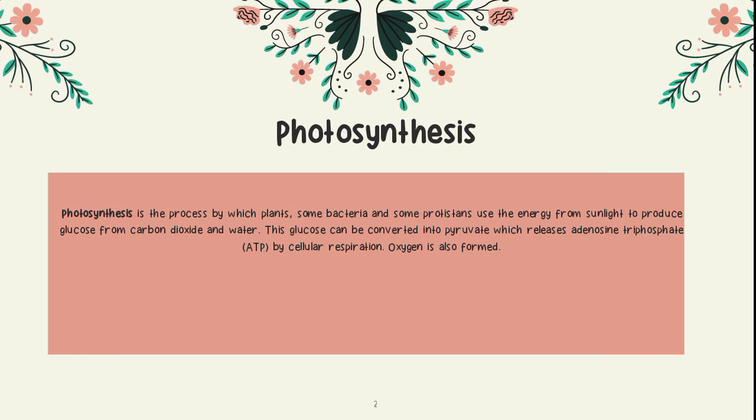Photosynthesis is the process by which plants, some bacteria, and some protists use the energy from sunlight to produce glucose from carbon dioxide and water. This glucose can be converted into pyruvate, which releases adenosine triphosphate, or ATP, by cellular respiration. Oxygen is also formed.